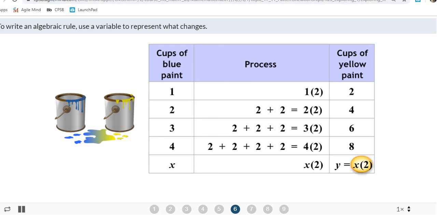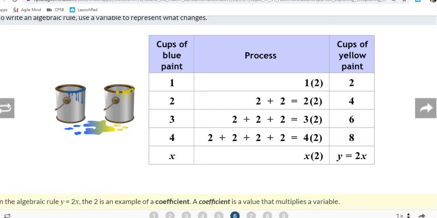They wrote y is going to equal whatever 2 times that variable is. Y'all don't have a spot on your book for that? I think it goes with a problem. So let's write this equation next to your table. Write y equals 2 times x. Y equals 2x, or 2 times x. That's my algebraic equation.